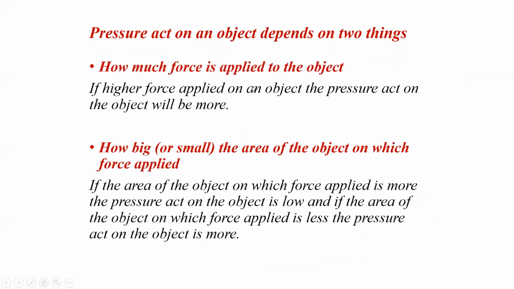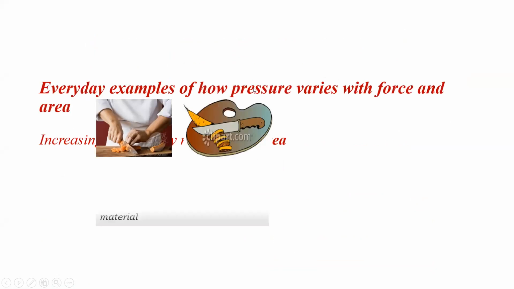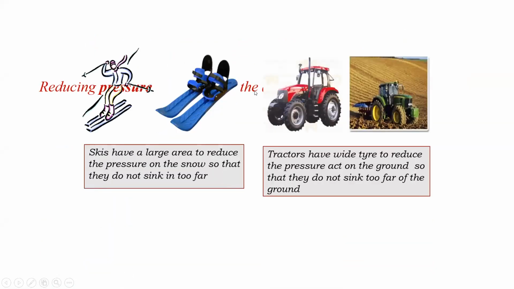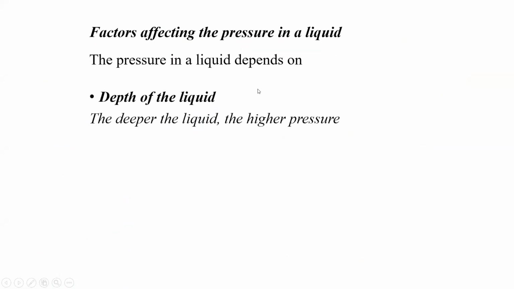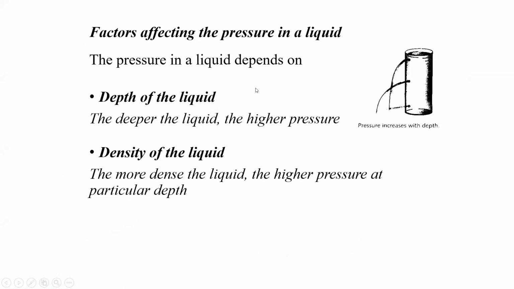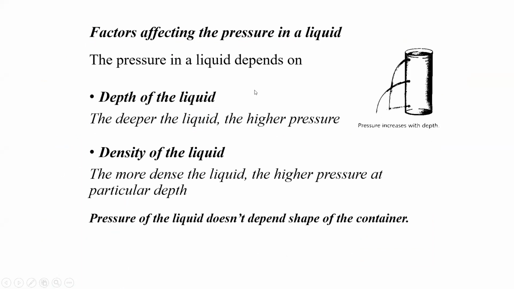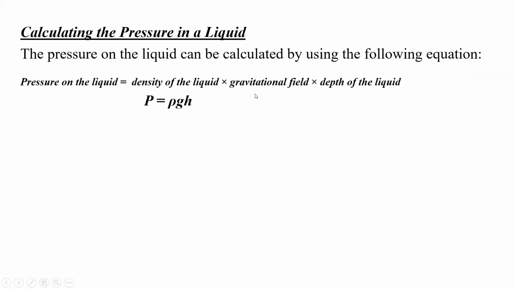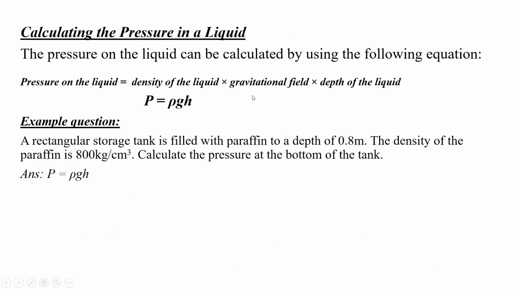And to calculate the pressure exerted by the liquid, as we know, liquid applies pressure in all the directions. So to calculate the pressure exerted by the liquid, as it depends on the density and depth, we multiply the density with the depth and with gravity, and we'll get the pressure exerted by the liquid.